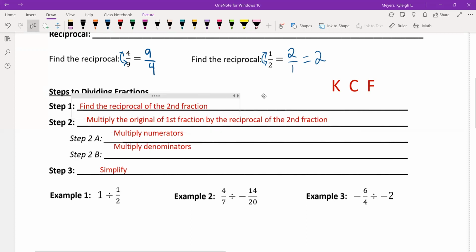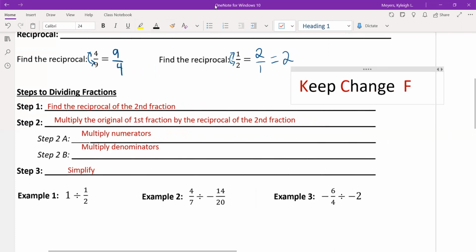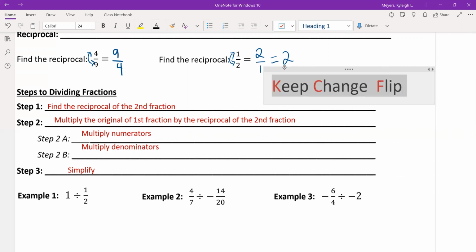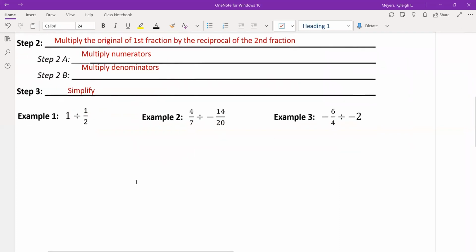So there's an acronym to remember these steps. It's called keep, change, flip. So KCF, kind of like KFC, okay, but KCF, keep, change, flip. We keep the first fraction, change division to multiplication, and flip the second one. Find the reciprocal. Okay, so I think I'm going to start with example 2 first, and then we'll backtrack to example 1.